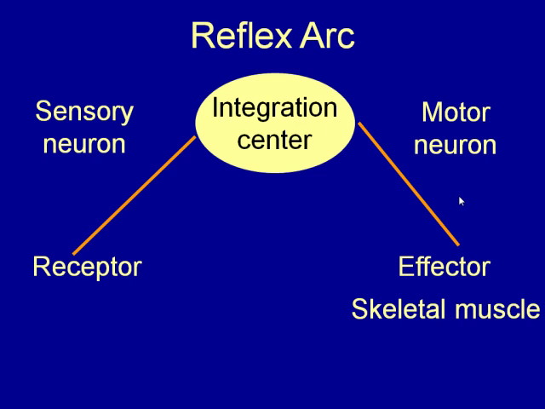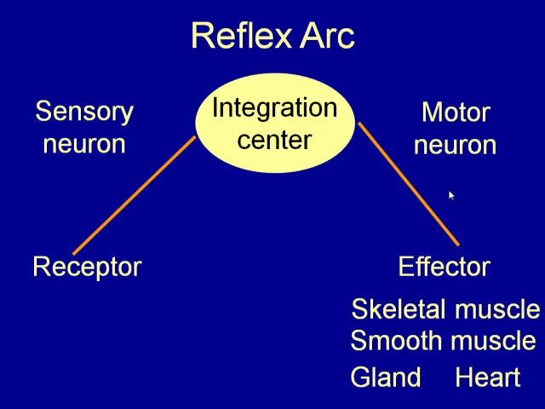Now, if it is a somatic reflex, the effector will be a skeletal muscle. If it is an autonomic reflex, the effector will be smooth muscle, a gland, or cardiac muscle.